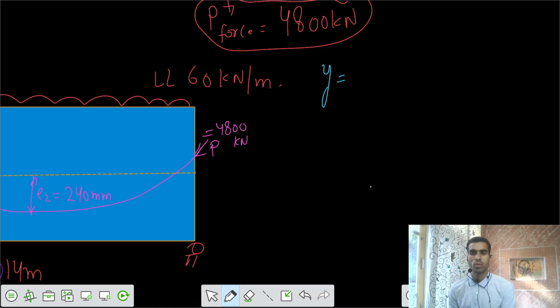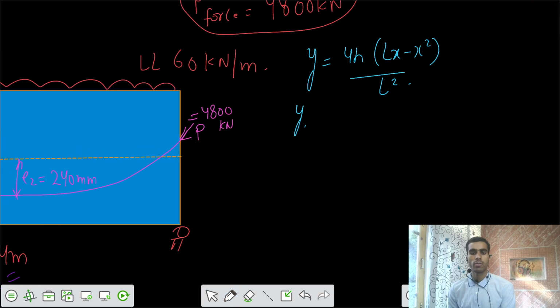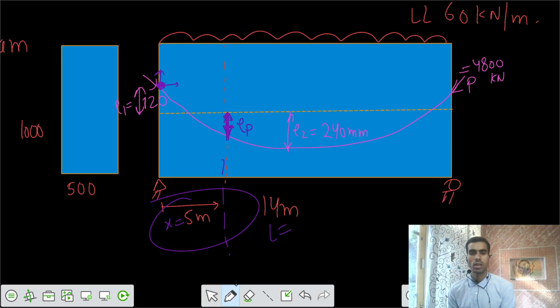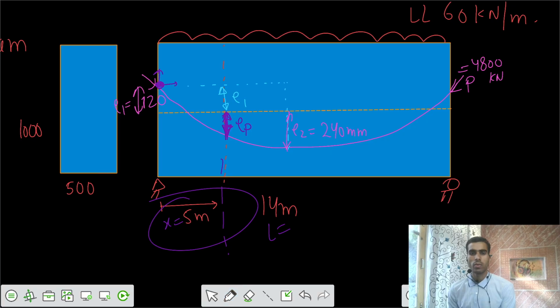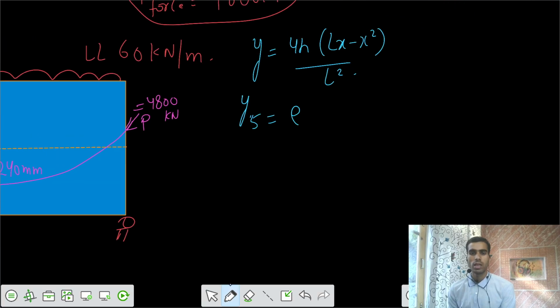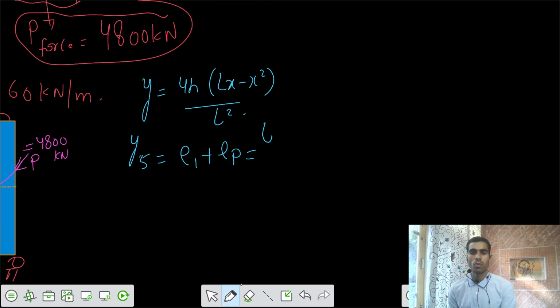Let's write that equation: y equals 4h(Lx minus x square) divided by L square. So y at 5 meters is actually the sum of E1 plus EP, isn't it? So it's the sum of E1 plus EP here. I would say y at 5 meters is E1 plus EP, and that equals 4 into h.